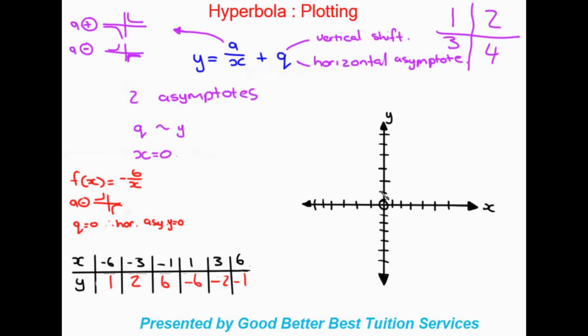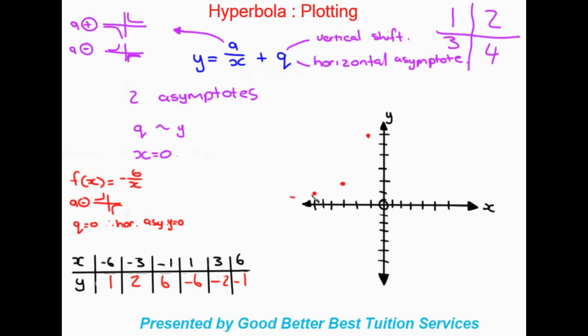Obviously we know our asymptotes are the x and y axes. The vertical asymptote is always going to be the y-axis, and because we didn't have a horizontal or a vertical shift, the horizontal asymptote is going to be the x-axis. So now we go ahead and plot our points. We have -6 and 1, so -6 being all the way over here and +1 being here. Then we have -3 and +2, that's over here and over here. And then we have -1 and +6, so -1, +6 is all the way up over here.